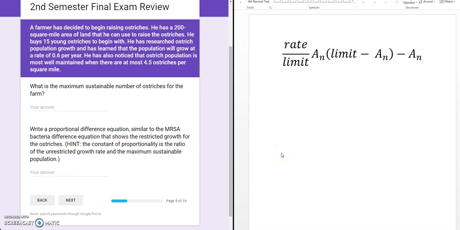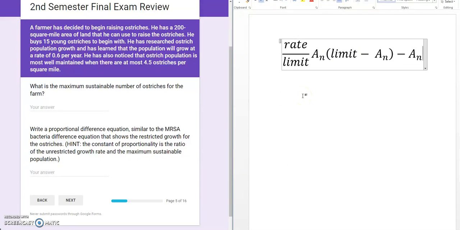Here we're going to be looking at a farmer that's decided to begin raising ostriches. He has a 200 square mile area of land that he can use to raise ostriches. He buys 15 young ostriches to begin with. He has researched ostrich population growth and has noticed that the population will grow at a rate of 0.6 per year. He also noticed that ostrich population is most well maintained when there are at most 4.5 ostriches per square mile. Well, the first thing we need to do is find the limitation.